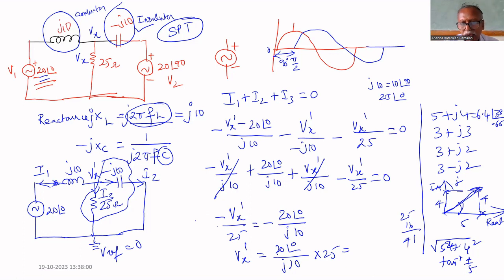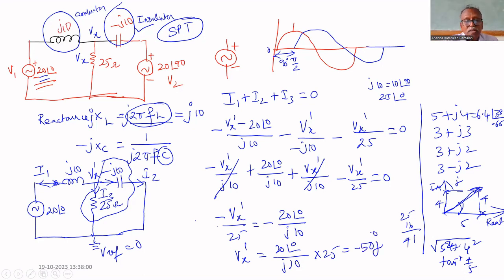So Vx dash equal to 20 angle 0 divided by j10. We can enter it as such: 20, shift angle, how much? 0. That's why no need to enter that angle. Divided by, within bracket, 10i. Why do I put it within a bracket? It is a complex number in rectangular form. Multiplied by 25, equal to minus 50i.